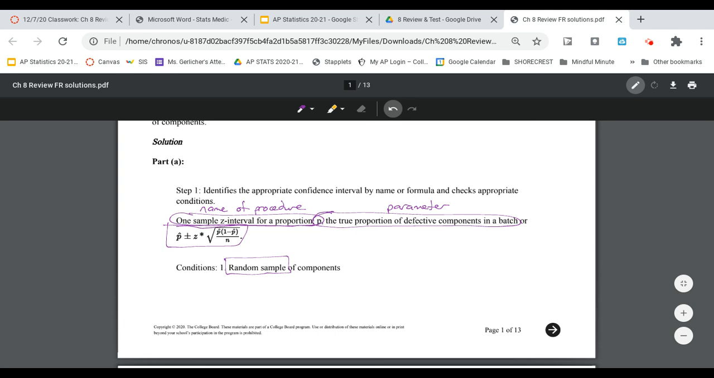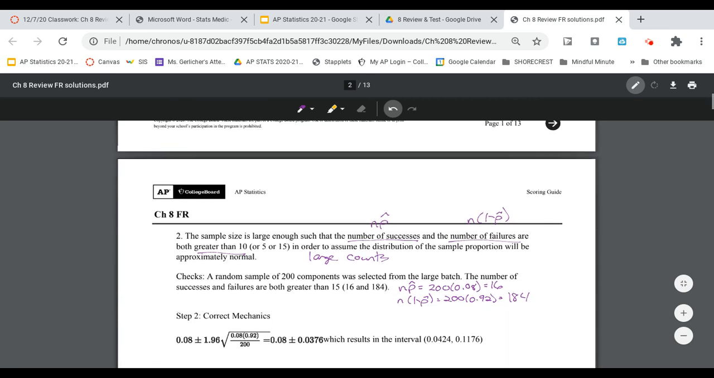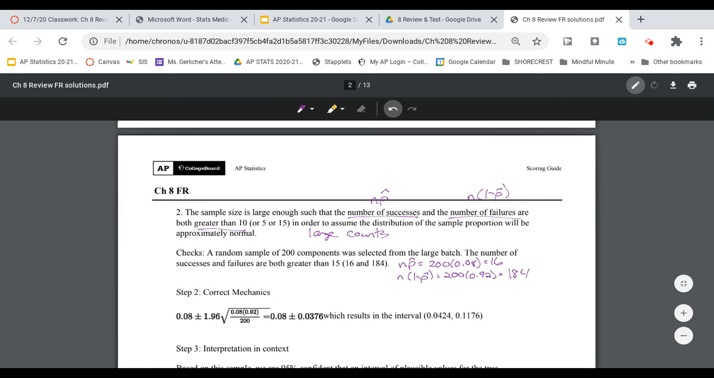And then they also define the parameter here, the true proportion of defective components. And then they wanted you to check your conditions. So random sample, that was in the original problem. And then they actually don't have you check the 10% condition. It's still good to, but it looks like for whatever reason, they didn't grade on that.